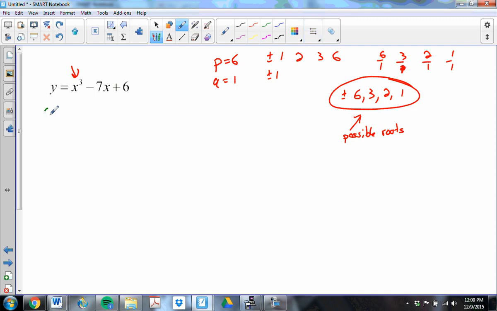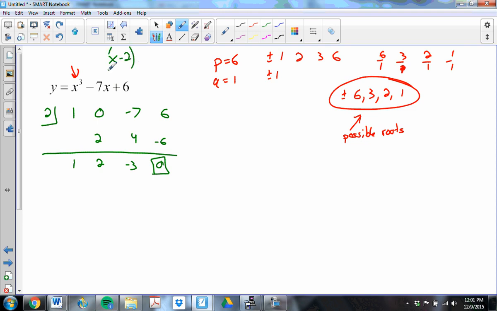So if 2 is a factor, I have 1x to the third, 0x squared. I'm going to have to account for all of those terms. I need to have that 0 there. If I plug in a 2, I go 1, 2, 2, 4, -3, -6, 0. Ha! I didn't even know that was going to work, but it did, so I'm happy. I got out a 0. This means x minus 2 is a factor.